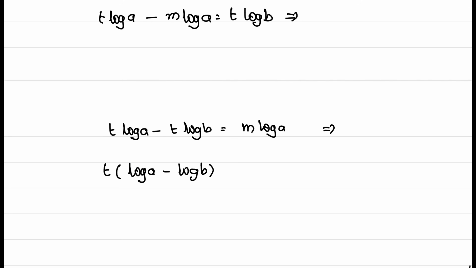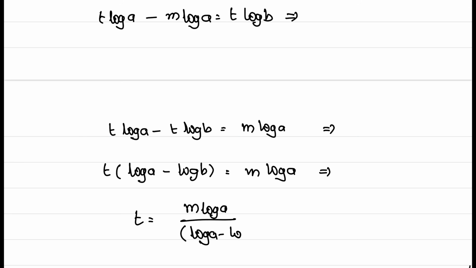I am not talking about any base. It can be a natural logarithm, it can be base 10, it can be base 5, on the basis of the given numbers. A and B I am taking as arbitrary numbers, hence I am writing it as log A. That implies t is equal to m log a divided by log a minus log b.